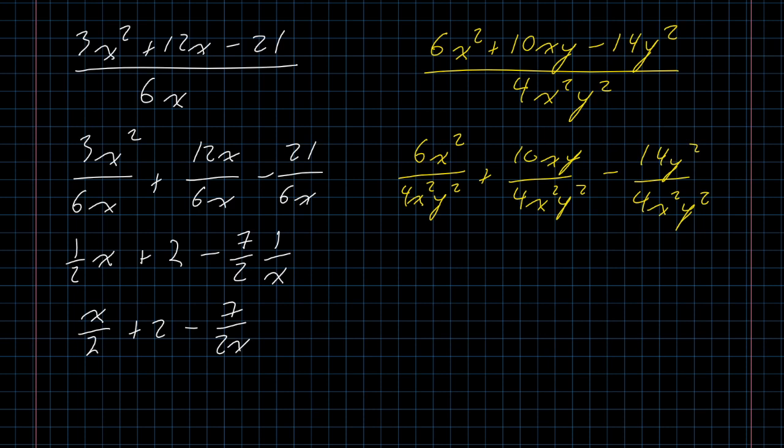In the first fraction, 6 over 4 is a fraction that reduces to 3 over 2. Then there's an x squared in numerator and denominator that are going to cancel each other out. And then you have a y squared left behind, which is in the denominator. In the second fraction, you have 10 over 4, which reduces to 5 over 2. You have x over x squared, which is 1 over x. You have y over y squared, which is 1 over y.